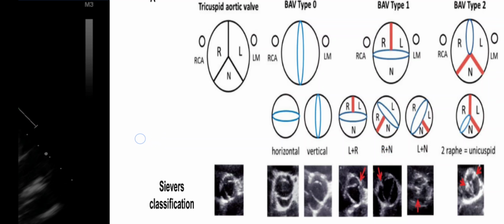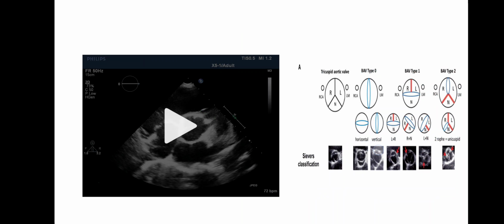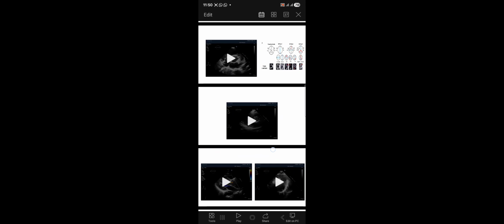Look down here. This is a normal tricuspid. This is the horizontal opening. This is the vertical opening. This is the left and right and non-coronary cusp only. This is the left and non-coronary cusp, and two raphe. Two raphe results in a unicuspid aortic valve. This is the Sievers' classification.